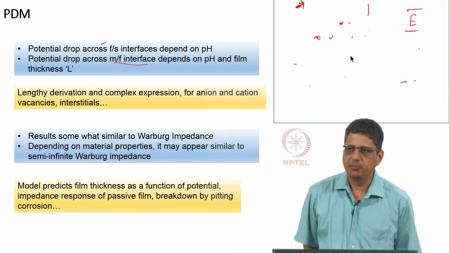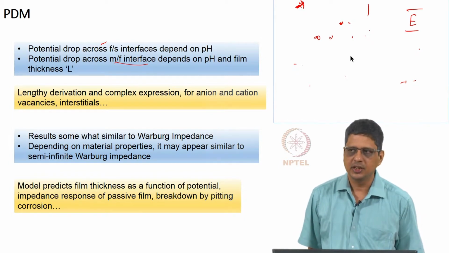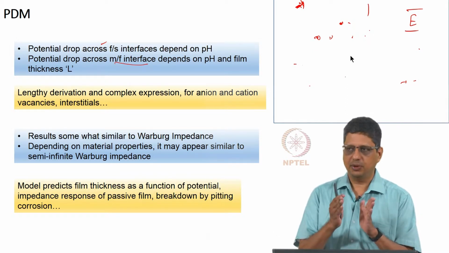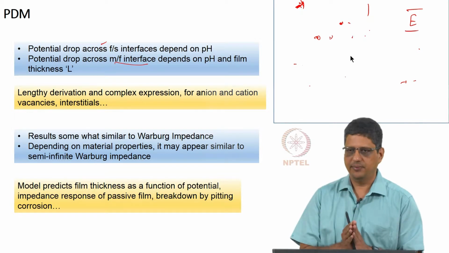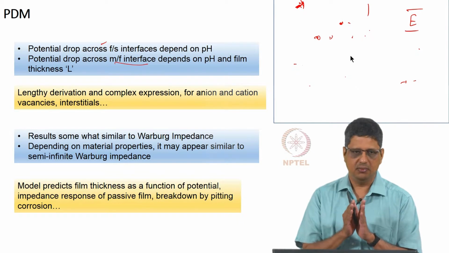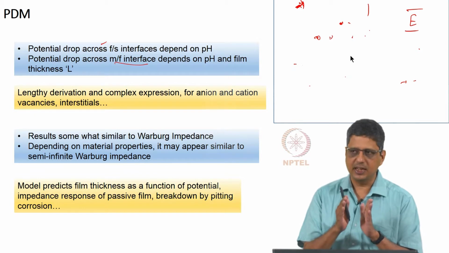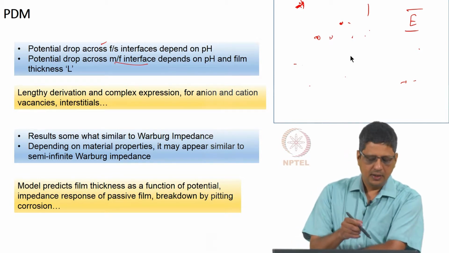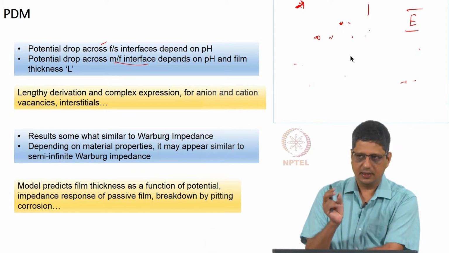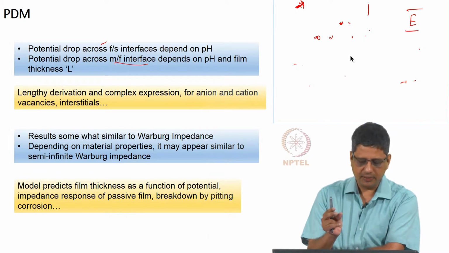This model is able to predict successfully, for different types of metal solution interface or film solution interface, how the film thickness varies with the potential. Okay. If you have higher potential, you would normally expect a thicker oxide, but it is not going to necessarily vary linearly, because dissolution rate, formation by different mechanisms, all these things have to be considered. This is able to predict for many cases the thickness variation with respect to potential, and the impedance response for different films.